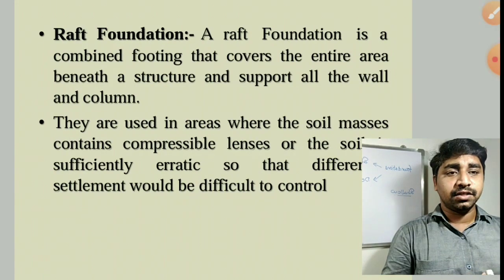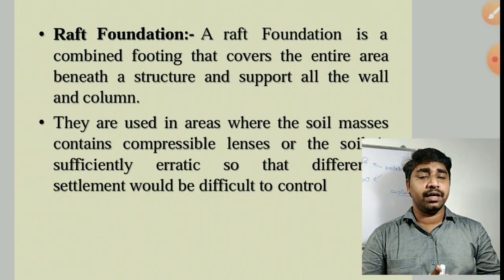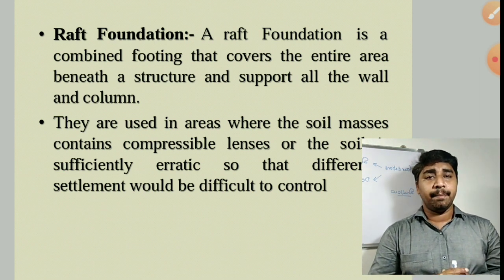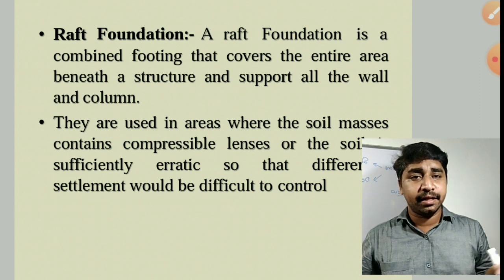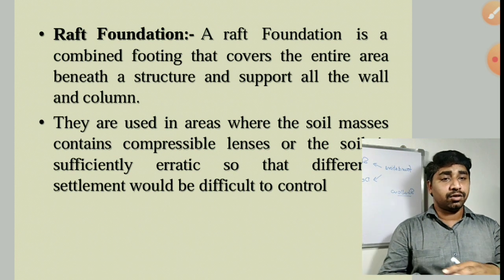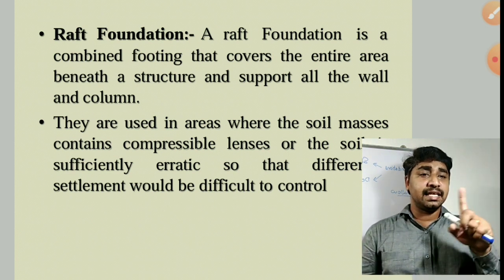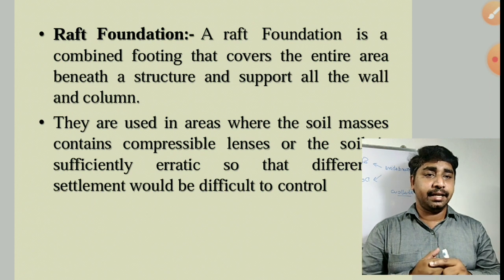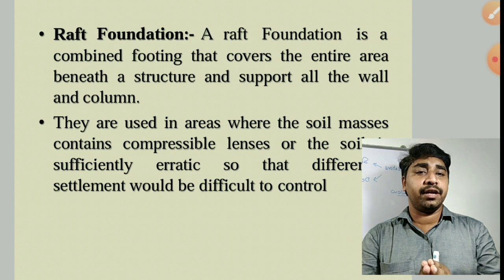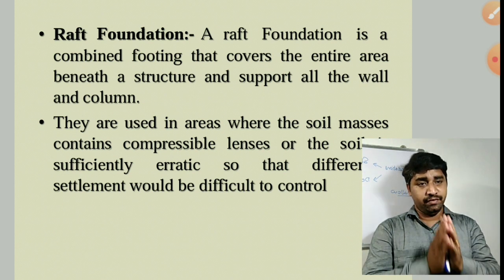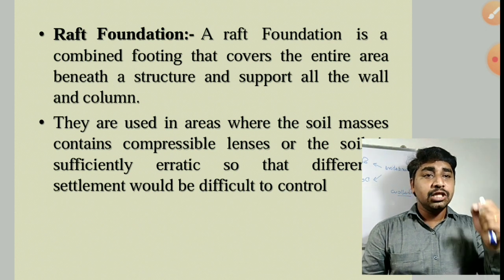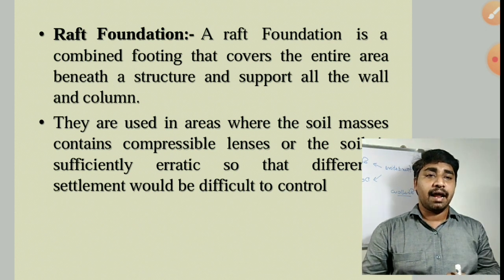So next one, raft footing. Another important type of shallow foundation is the raft footing. It is a combined footing that covers the entire area beneath the structure and supports all the walls and columns. All the walls and columns are supported with a single mat-like footing. Then it is called mat footing or raft footing. We are going to use this mat footing if the soil is very weak, if the bearing capacity of the soil is very less. In those areas we'll be adopting these raft foundations.